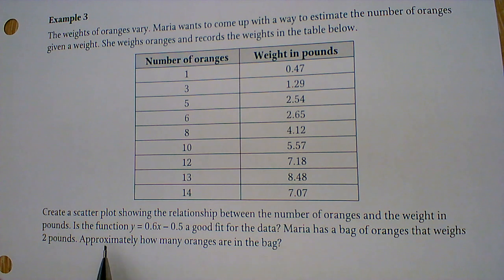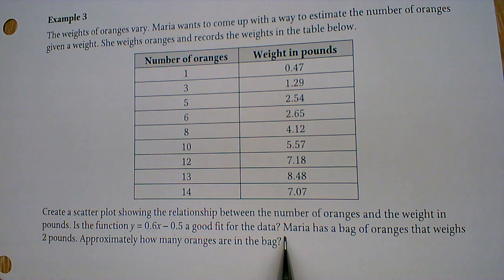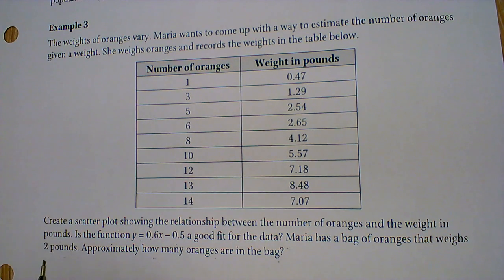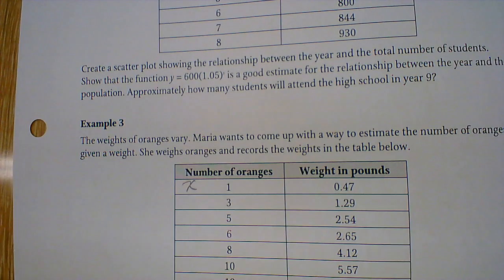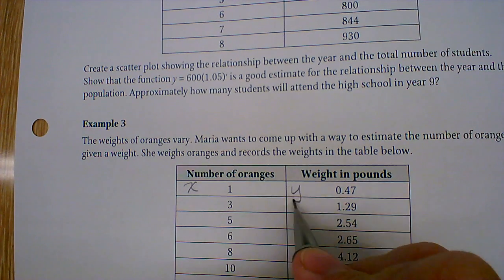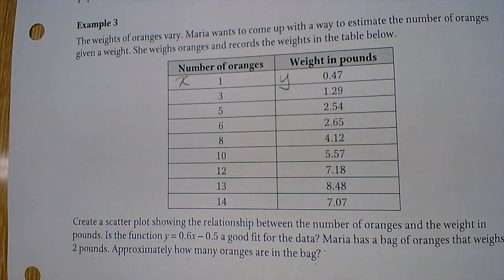After you've plotted all of these points, is the function y equals 0.6x minus 0.5 a good fit for the data? Next I want you to graph that line, and then you will see whether or not it's a good fit for the data. Lastly, answer the question: Maria has a bag of oranges that weighs 2 pounds. Approximately how many oranges are in the bag? Just so you know, when we're graphing, our number of oranges will be x on the axis and the weight in pounds will be y.